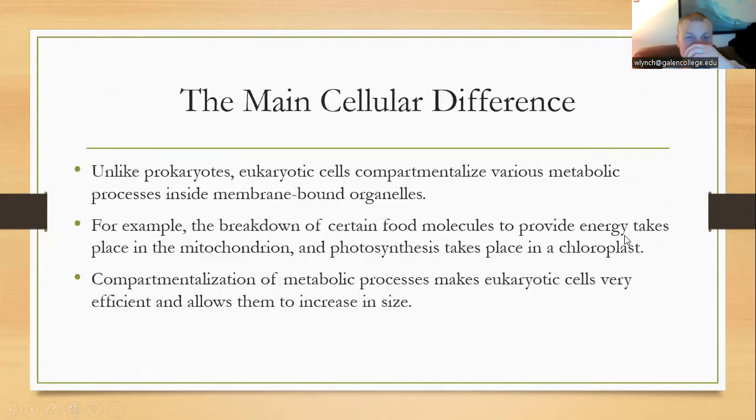All right, main cellular difference. Unlike our prokaryotes, eukaryotic cells are able to compartmentalize various metabolic processes in different organelles. So the breakdown of certain food molecules to provide energy takes place in the mitochondria, whereas photosynthesis takes place in the chloroplast. So compartmentalization of metabolic processes makes the eukaryotic cells very efficient.